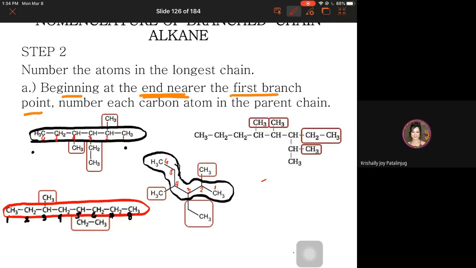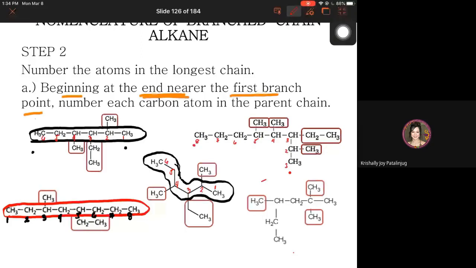Okay, next. Okay, from that parent chain, is it the one on the bottom or on the left carbon? Bottom or left carbon, very good. No? Ito yung carbon 1, 2, 3, 4, 5, 6, 7, 8. Then, last molecule, the one on the bottom or right? Right or bottom? Very good. The one on the right na carbon, siya yung carbon 1. So, carbon 1, 2, 3, 4, 5, and 6.